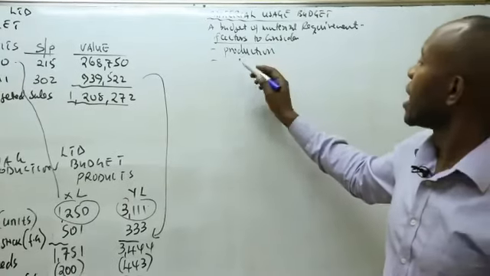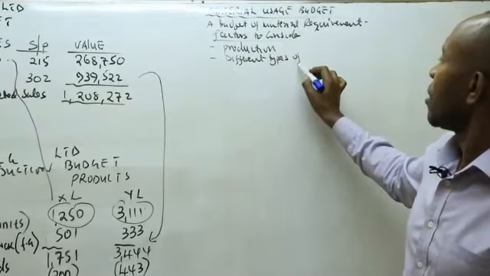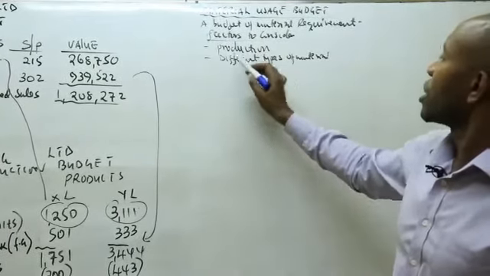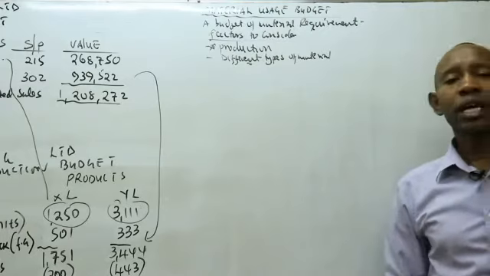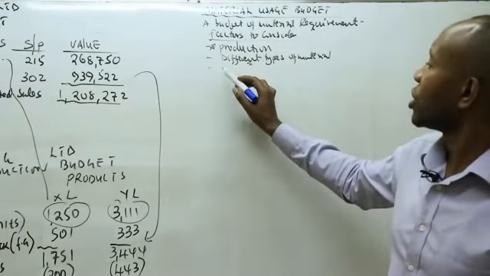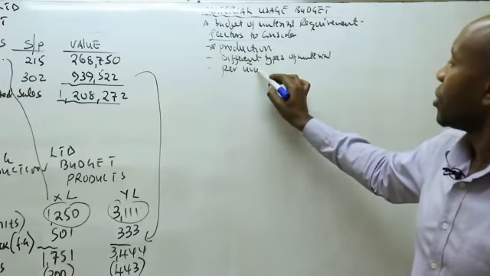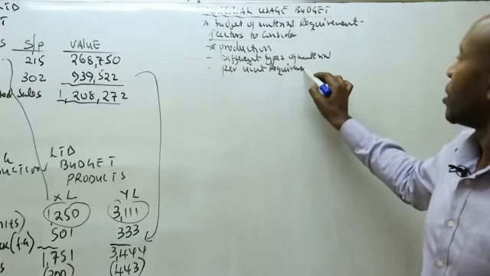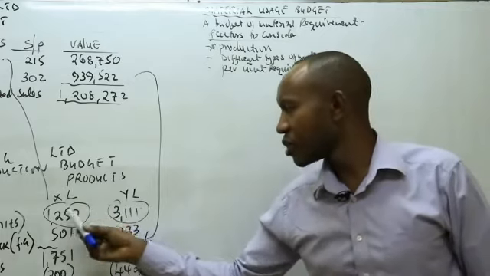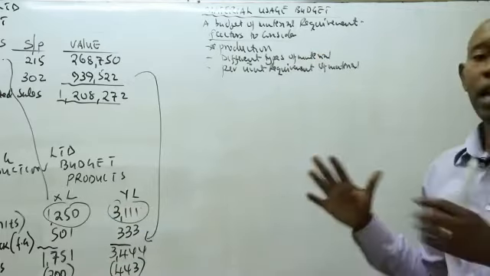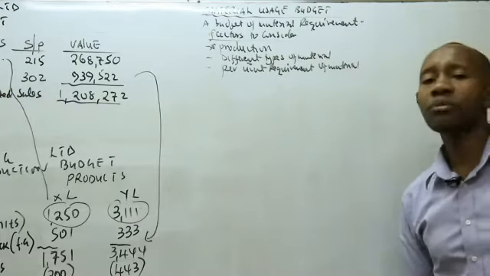Two, you want to consider the different types of material that you are using to be able to produce these units. Maybe you require material M1 and material M2. Another factor is the per unit requirement of the material. You say, for example, to produce one unit of XL, I need 4 units of M1. To produce 1 unit of YL, I need 3 units of M2, and so on.